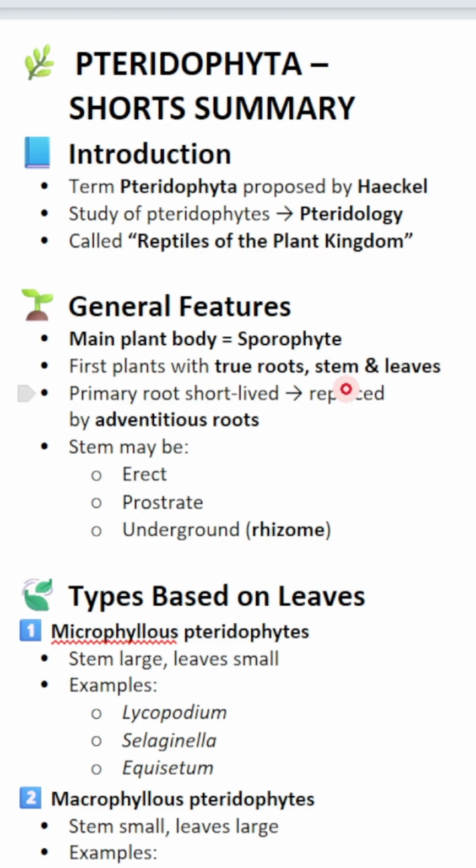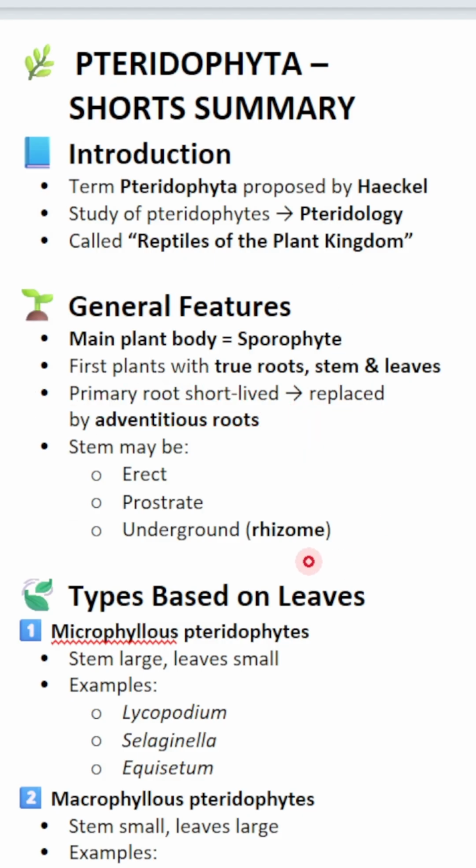Let's talk about its general features. Normally the plant body of Pteridophyta is a sporophyte, which is 2n. As it is a sporophyte, it is well differentiated into true roots, stem and leaves. The primary roots are replaced by adventitious roots, so in Pteridophyta we find adventitious roots present.